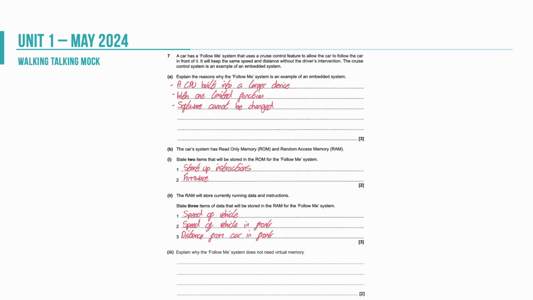The final question says, explain why we don't need virtual memory. Virtual memory is around moving items from the RAM to the secondary storage to free up space in the RAM. Well, embedded systems use very limited RAM. We also can't install new applications or change the code, and therefore it's very unlikely the RAM would ever run out. Okay, that's going to be your final answer to get you full marks on this paper.